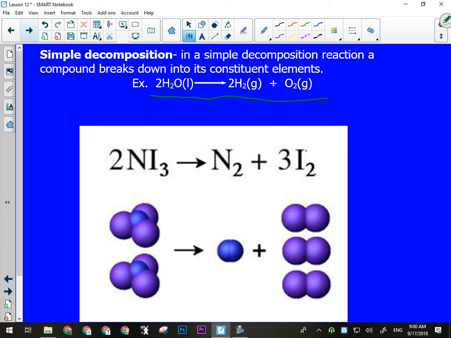So in simple decomposition, we're only going to have one reactant, one single molecule, and it's going to break down into usually its elements, but sometimes, if it's a really big molecule, it might break down into 2 smaller molecules or 3 smaller molecules, depending. Most of the time, we'll be dealing with this kind of a decomposition reaction, one compound to 2 elements. All right, questions on decomposition?